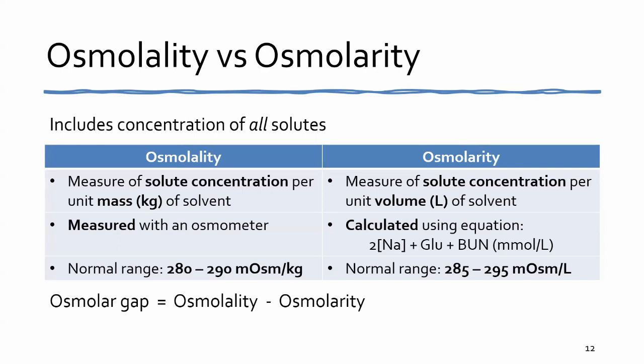So often we will not have access to the urea results at the time that we need this osmolarity calculation to be done. That's fine. We can estimate the osmolarity using just the sodium and the glucose from our blood gas, because the urea contributes the smallest amount to the osmolarity. So even if we don't have access to that, we can still estimate it. And then the normal ranges are quite similar, around 280 to 290 milliosmoles per kilogram.